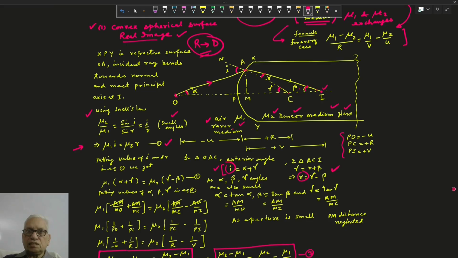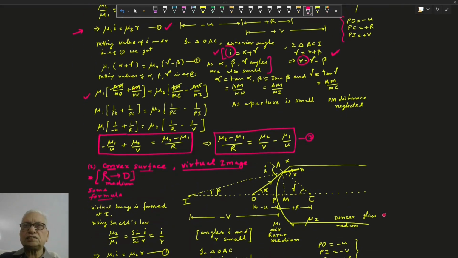Instead of I we wrote this, and instead of R we wrote gamma minus beta from here. Now alpha, beta, gamma are also very small angles. Alpha is equal to tan alpha, beta is equal to tan beta, gamma is equal to tan gamma approximately. Tan alpha means perpendicular AM upon OM, tan beta means AM upon MI, tan gamma means AM upon MC. AM will be cancelled out. In that case, say here the aperture is small, so MO is PO, MC is PC, MI is PI.